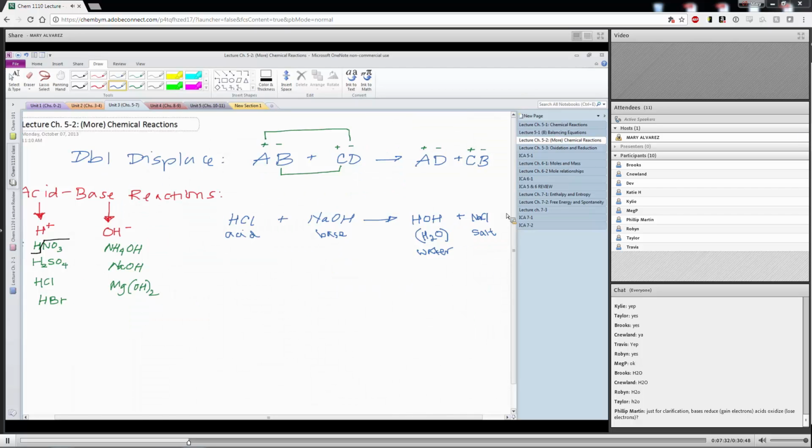No, Philip, no, stop. Acids and bases both can participate in oxidation reduction reactions, but we're not going anywhere near that. I'm glad that you mentioned that, Philip. Right now we're just doing double displacement and not any oxidation reduction reactions.